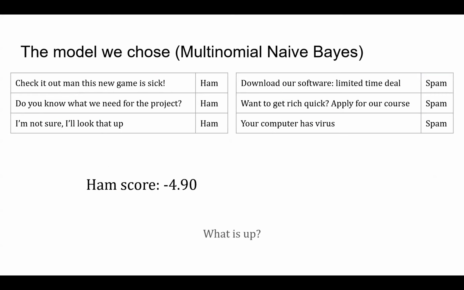Once we do that for the spam table as well, we'll get negative 5.68. Negative 5.68 is a smaller number than negative 4.9, as we know, which means that according to our model, this message is a genuine human conversation. Probably. We'll get to the accuracy metrics later.